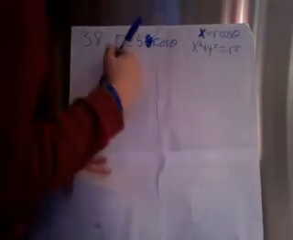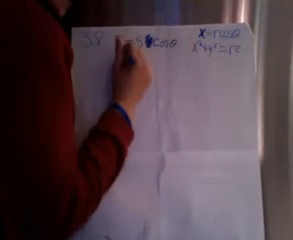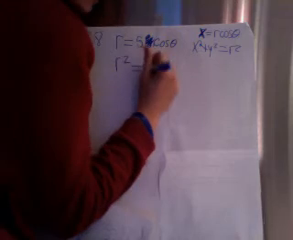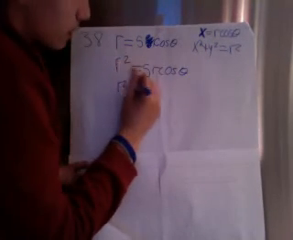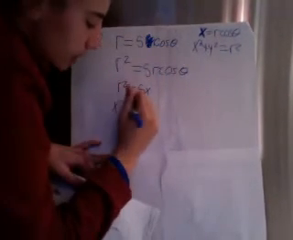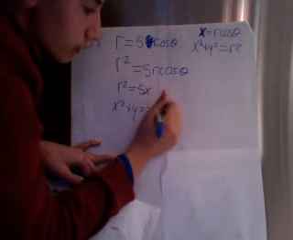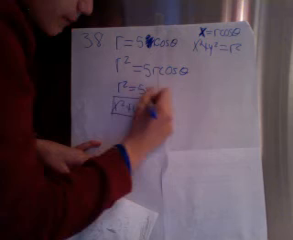So the answer is by multiplying everything in here by r. So that gives us r squared equals 5r cosine theta. And r cosine theta, as we just said, is x. That means r squared equals 5x. And r squared equals x squared plus y squared. So that means that x squared plus y squared equals 5x. And that is the rectangular equation.